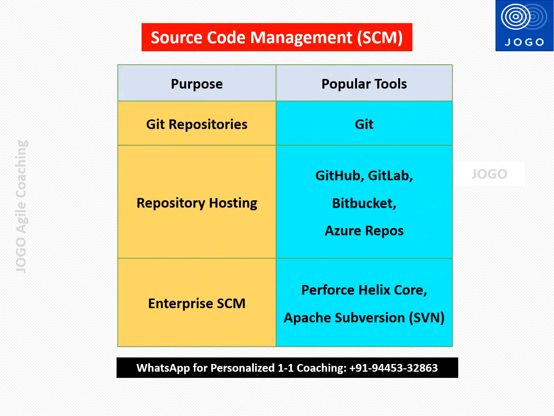The second stage in DevOps is source code management, or the SCM phase. The purpose of this is having Git repositories, hosting the repository so that many people can access it, and having enterprise level source code management. Popular tools used in this stage are Git, GitHub, GitLab, Bitbucket, Azure Repos, Perforce Helix Core, and Apache Subversion. So these are some popular tools used for the source code management phase. Hope this is clear and helpful to you.